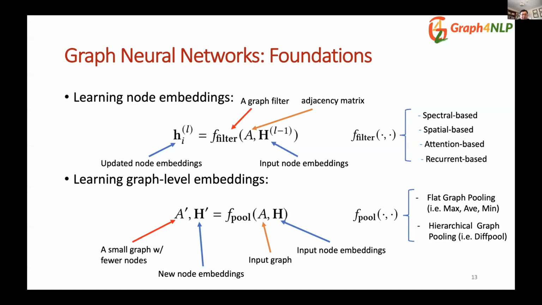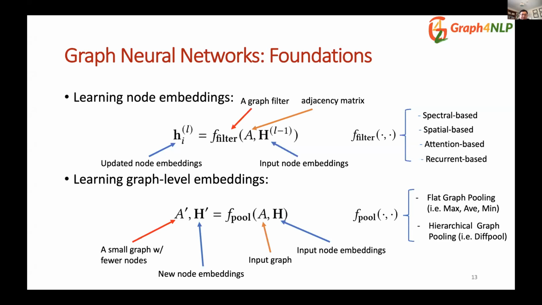Therefore, if we want to learn the graph-level embedding, we have to introduce a new operation called the graph pooling operation. The graph pooling operation essentially takes the initial graph structure and the node embedding and generates a smaller graph with fewer nodes and corresponding new node embedding. We can generally group them into two different groups.